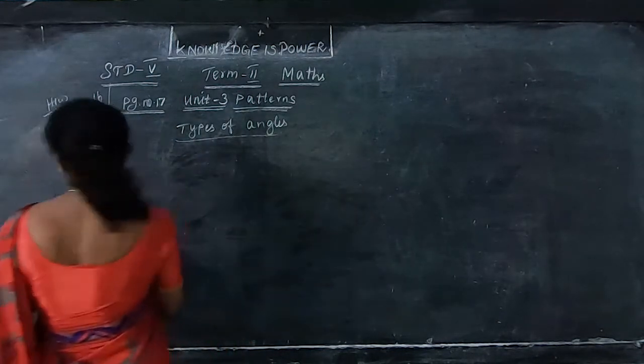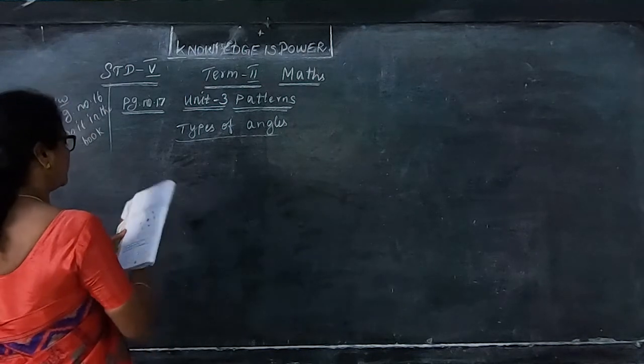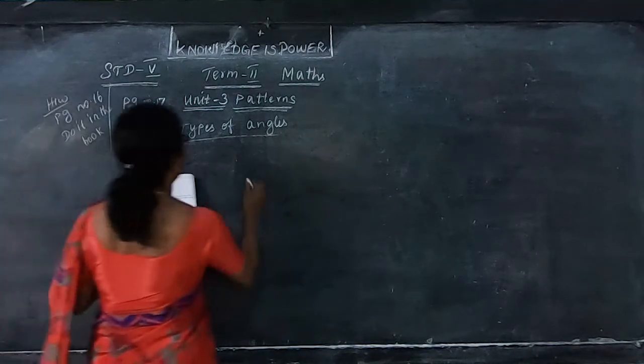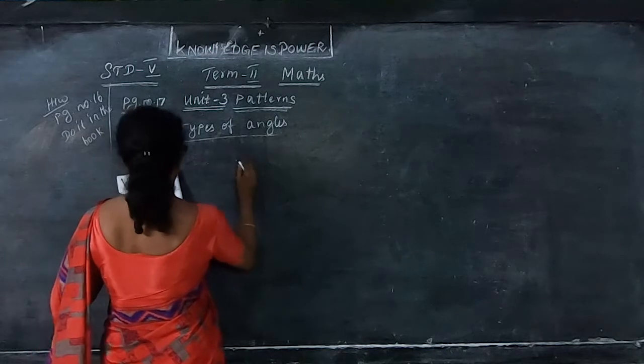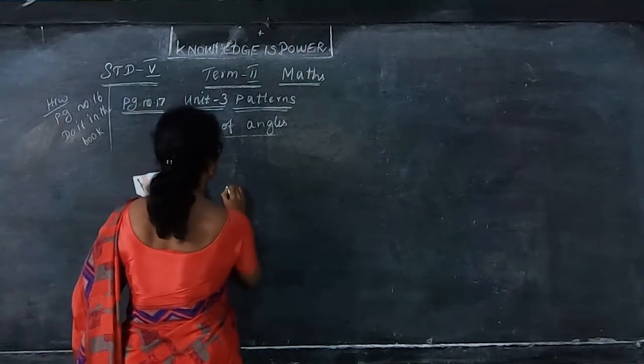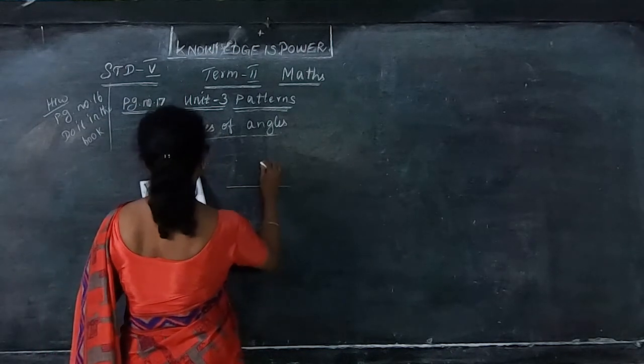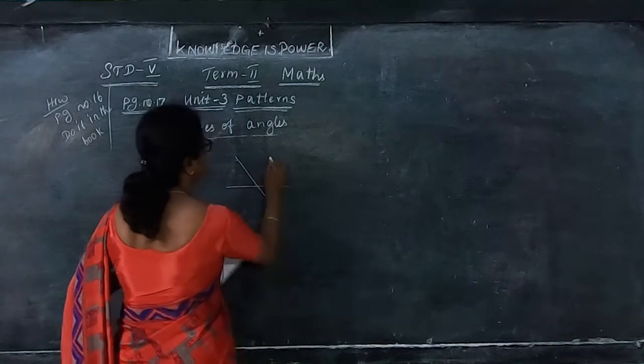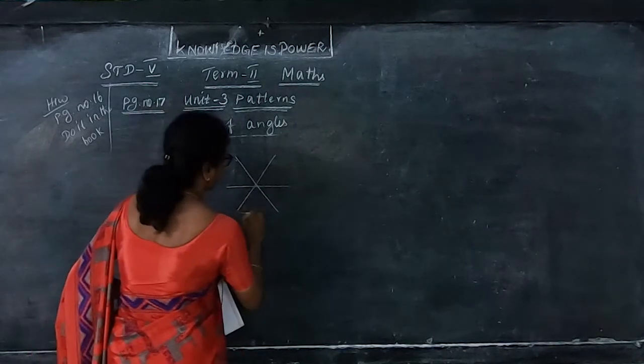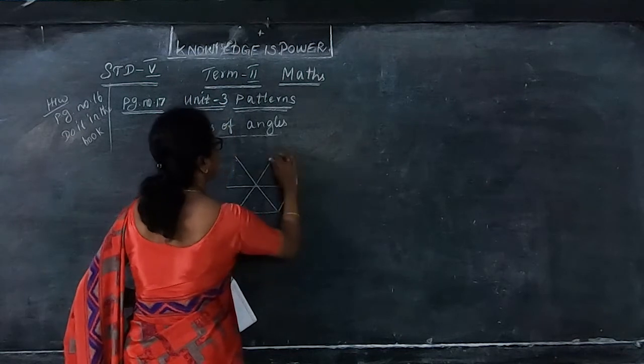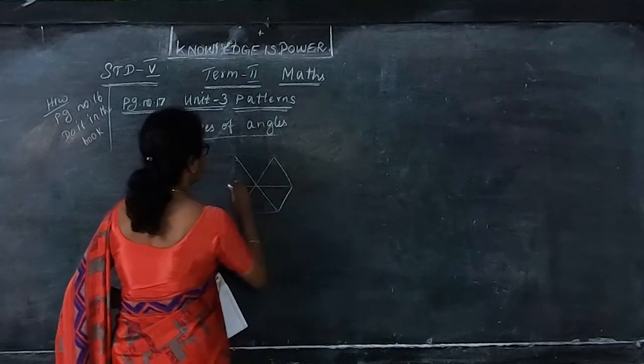So here they have given the hexagon. In the hexagon here, find the angle. Here they have given, see, they have drawn it. Just we will draw this. So the hexagon is given.